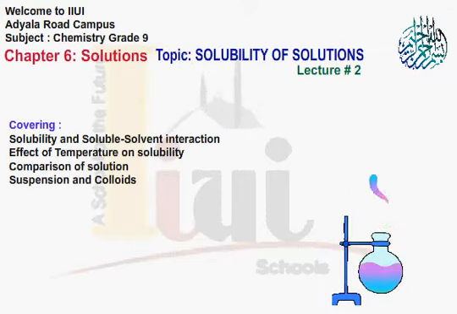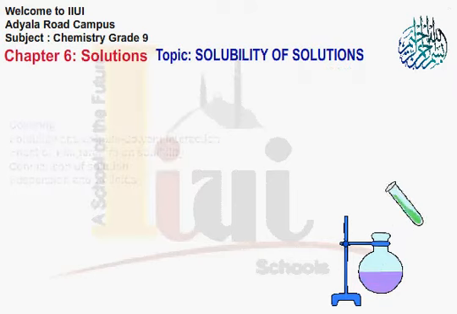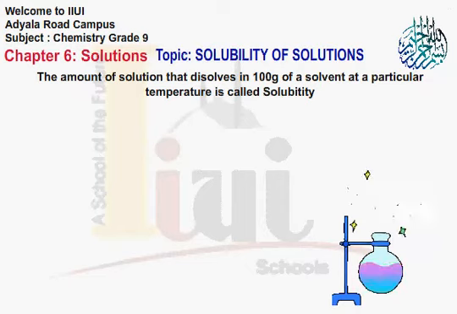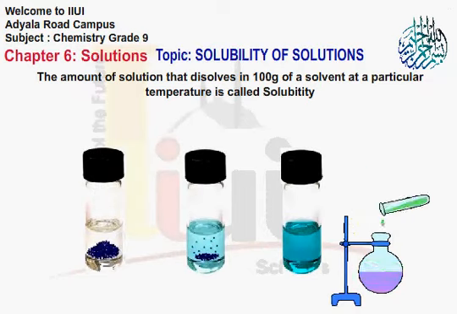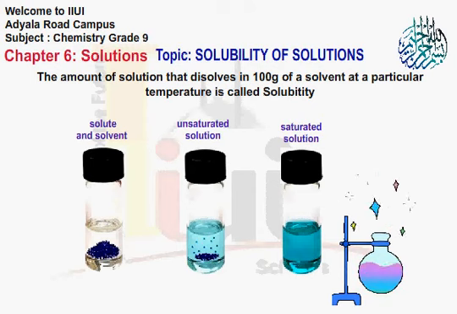This second lecture covers solubility and solute-solvent interactions, effect of temperature on solubility, and comparison of solutions, suspensions and colloids. The amount of solute that dissolves in 100 gram of solvent at a particular temperature is called its solubility. Students, the image on the screen clears the concept of solubility, that is the ability of a substance, which is solute, to mix into a liquid, that is solvent.